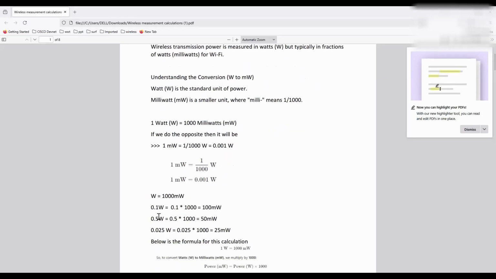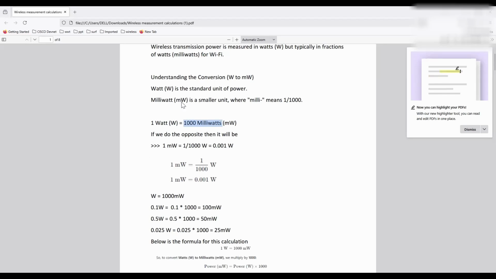Similarly, if you take different values like 0.5 watt, what is the milliwatt for this? So you are dividing if you are converting from milliwatt to watt. Milliwatt to watt, when you do, you divide it. But when you do from watt to milliwatt, you multiply it with 1000. Why? The reason is simple, because 1 watt is 1000 times milliwatts, right?